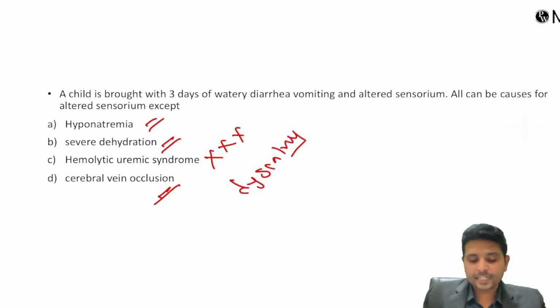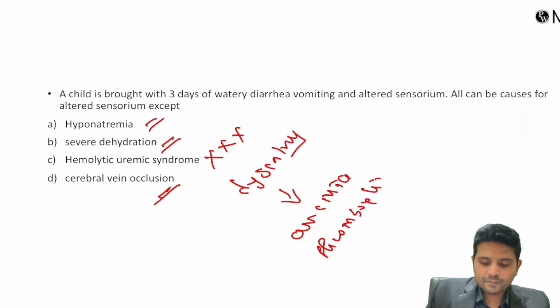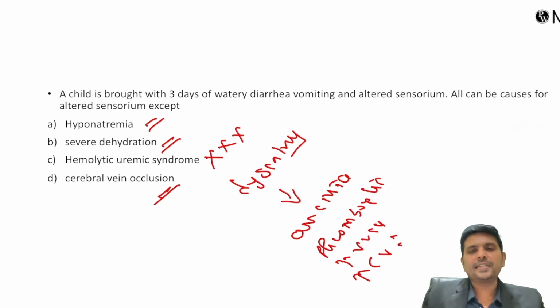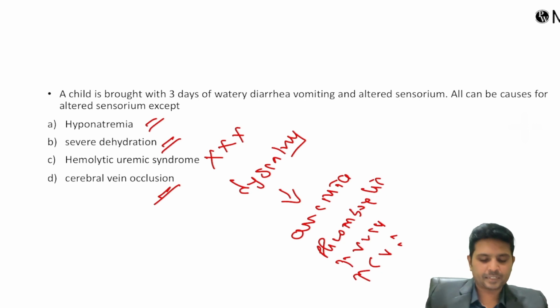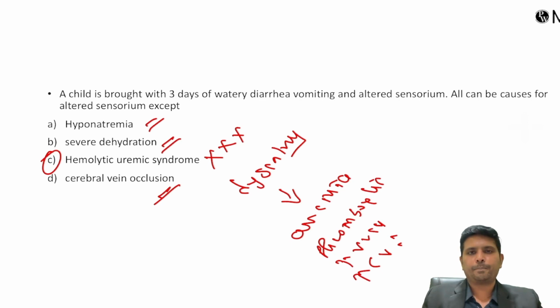The manifestation of hemolytic uremic syndrome is sudden onset anemia, sudden onset thrombocytopenia, along with elevated urea and creatinine. Since this case is watery diarrhea and not dysentery, and no feature suggestive of hemolytic uremic syndrome was given, the answer is hemolytic uremic syndrome, which cannot be a correct option here.